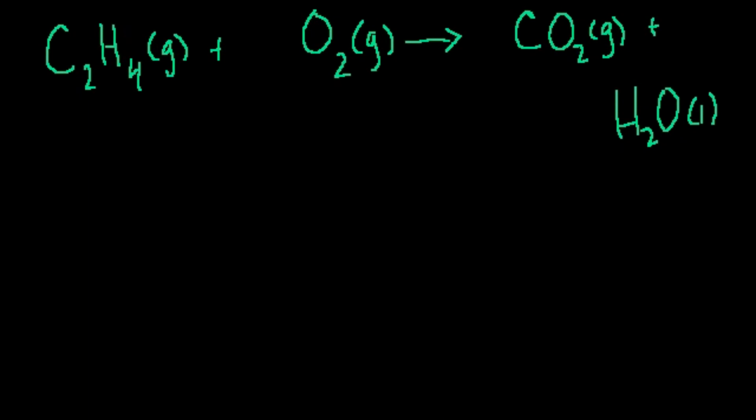So here I have methane, and that (g) in parentheses, I just wanted to expose you to that. That just means it's a gas. So I have methane gas plus oxygen gas yields carbon dioxide gas plus water, and that's an (l) there, so liquid water. So what can we do here?